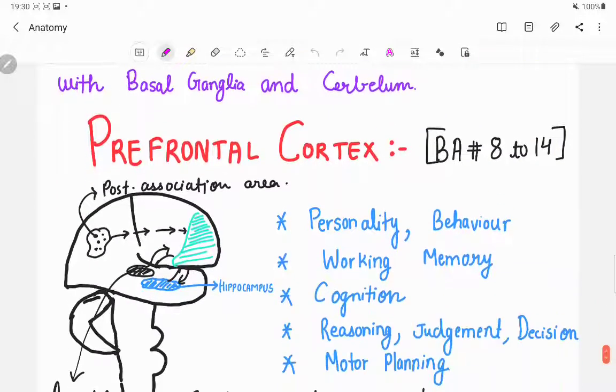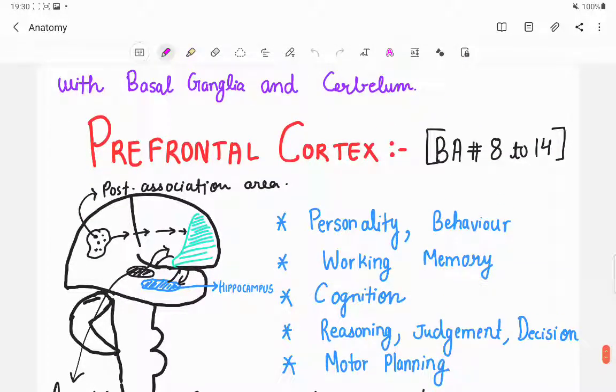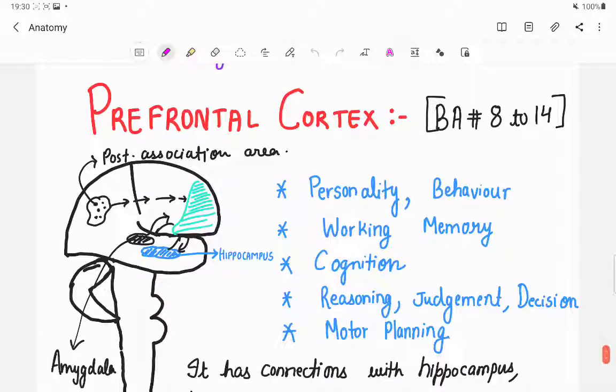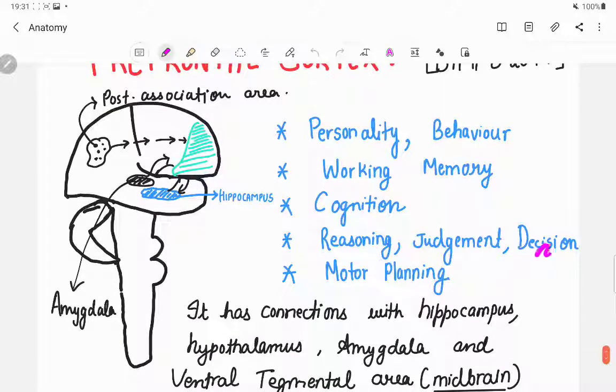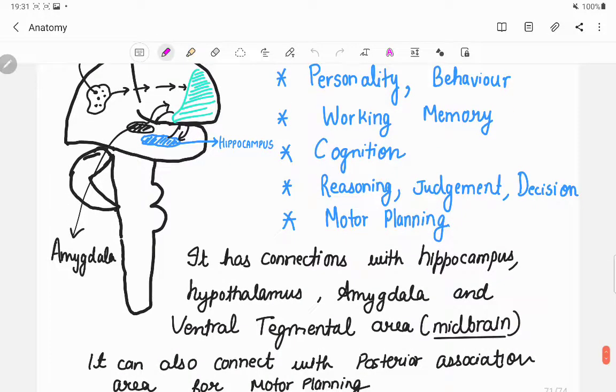Now let us move on to the prefrontal cortex, which is here. We'll see the other cortex later, but now let us focus only on this prefrontal cortex. This is very important. It is also called Brodmann area 8 to 14. Any number between 8 and 14 can be called prefrontal cortex. Alright, now let us talk about its functions. It is responsible for personality, behavior, working memory, cognition, as I already told you, reasoning, judgment, decision making, and motor planning. These are the main functions, but how does it perform all these important functions?